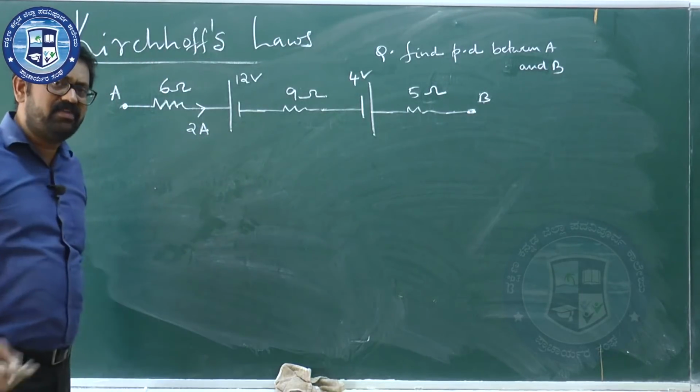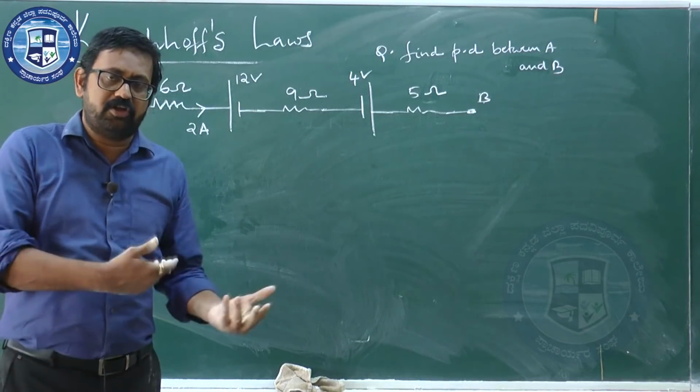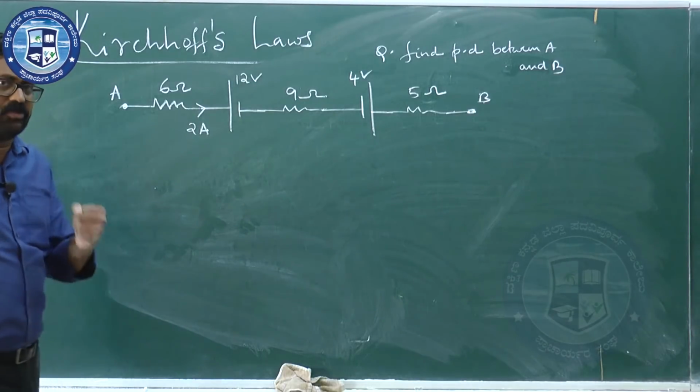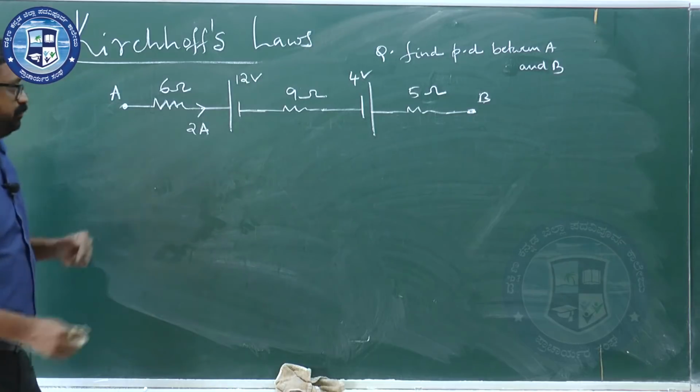Where is a closed path? We will close the path, no? If that question is in your mind, if you are solving the problem using KVL, KVL is applied for the closed path. Where is the closed path? We will close the path. Now how to start the problem? This is the question given to you.